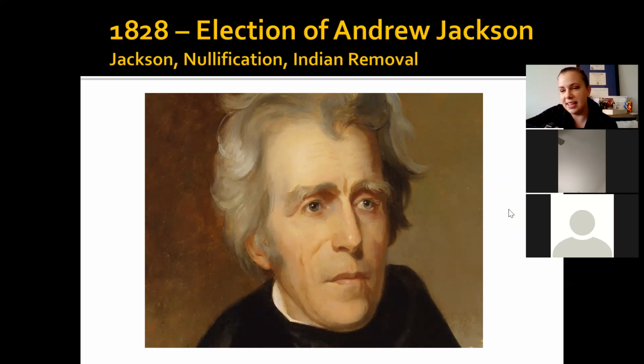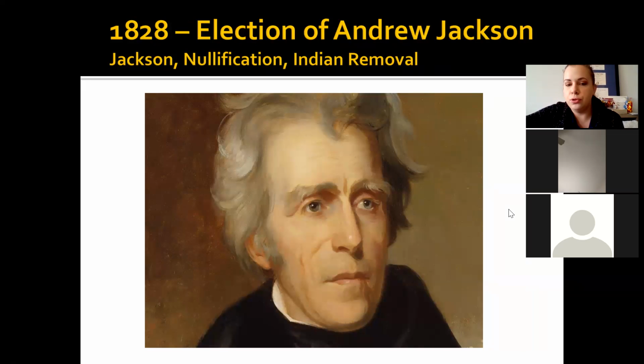In 1828, we see the election of Andrew Jackson. As I said earlier, during the War of 1812, Andrew Jackson becomes a war hero and becomes the symbol of the United States as a war hero. He is elected in 1828 as a Democrat. So it's no longer the Democratic-Republicans, but the Democrats. Some of the things that he is most known for is his desire to destroy the national bank, which is a bad idea, and also his Native American policies.